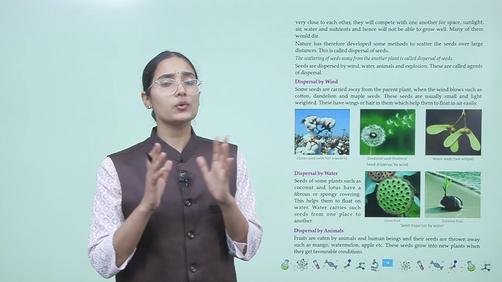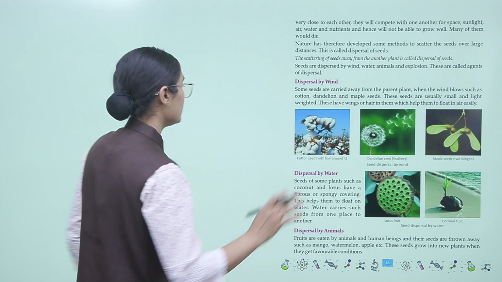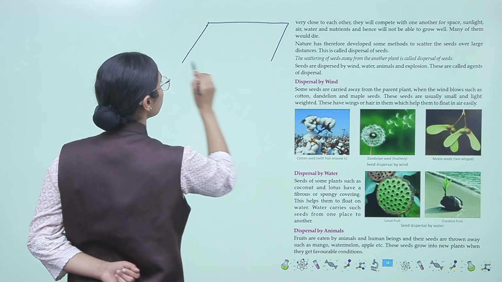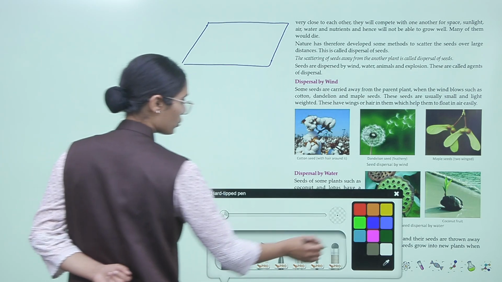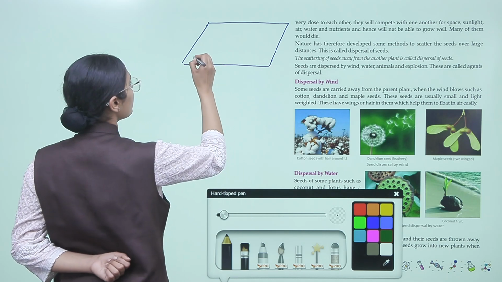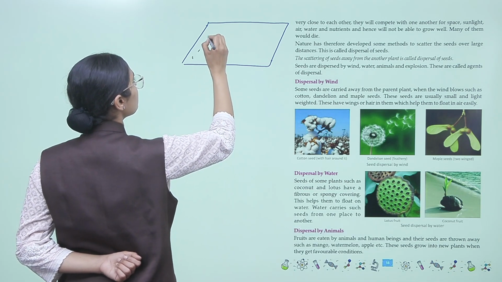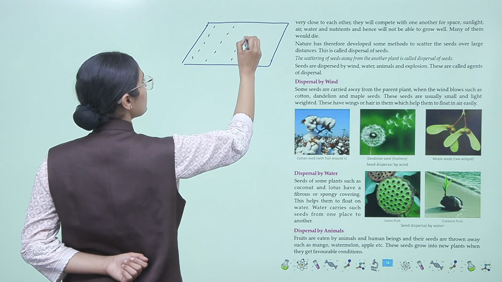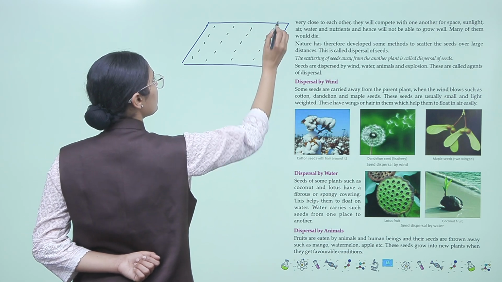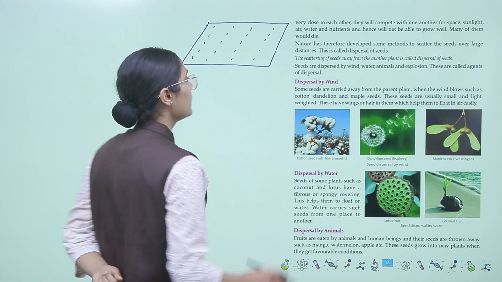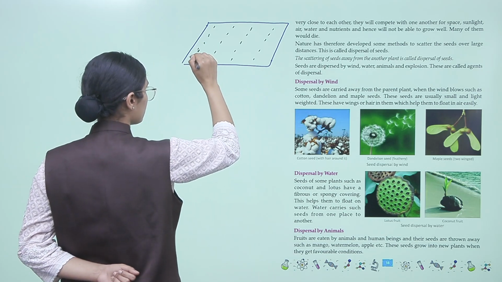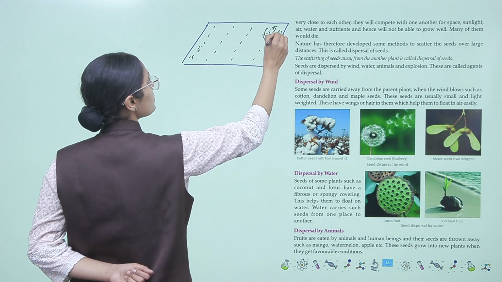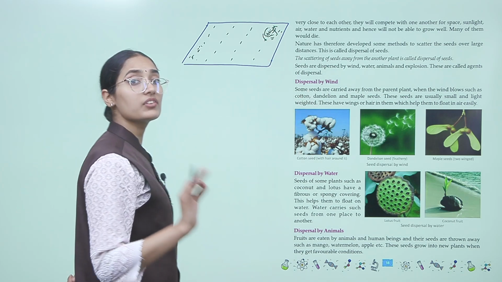Have you ever seen in agricultural fields how farmers put their seeds? They grow like this, at a distance, right? This is how they grow. They never put all the seeds in just one place, right? They never do like this.